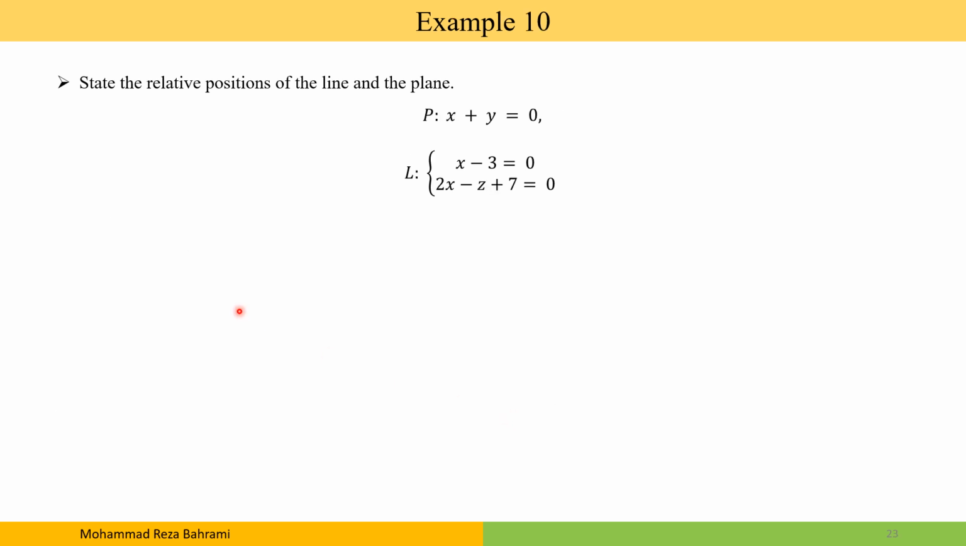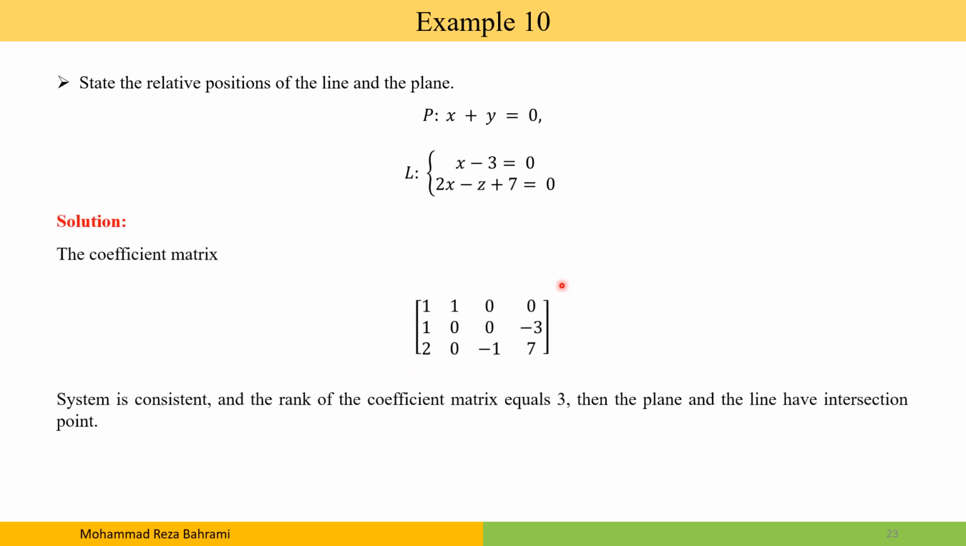In the other example here, we have a plane and a line which are determined by these two equations. So we construct the coefficient matrix. This system is consistent, which means that there is a solution, and the rank of the coefficient matrix equals 3, which means that we have a full rank matrix. Then the plane and line have an intersection point. So this is an assignment for you: find that intersection point.